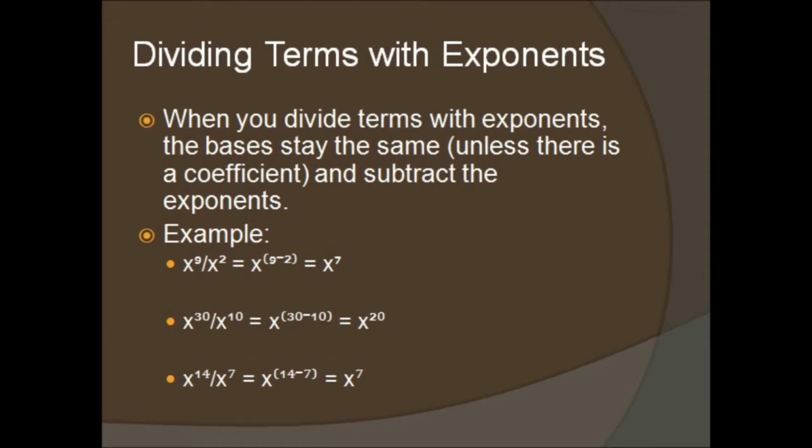When you divide terms with exponents, the bases stay the same unless there's a coefficient, and you subtract the exponents. For example, x to the 9th divided by x squared, our base would stay an x, and we would take 9 minus 2 and end up with x to the 7th. X to the 30th divided by x to the 10th, we would have a base of x, and our exponent would be 30 minus 10 equals 20, x to the 20th. X to the 14th divided by x to the 7th, we would have a base of x and an exponent of 7.